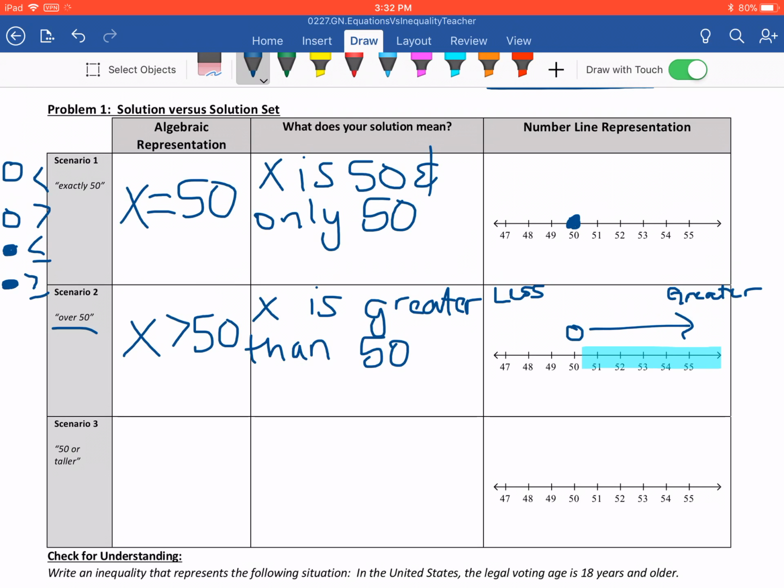And the last one, 50 or taller. That means still you can be more than 50, but it's also okay if you're exactly 50. So x can be 50 or greater.